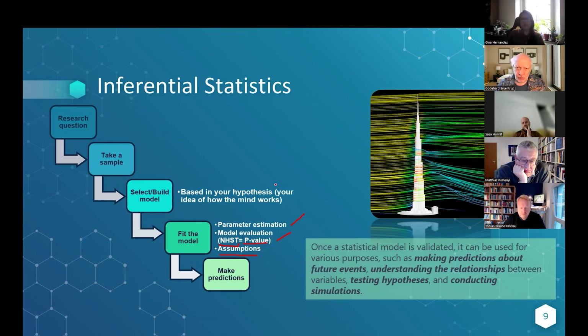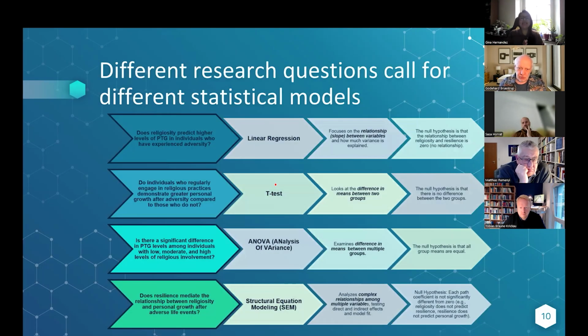Okay, so we already know how to use inferential statistics, and we already know that we have different statistical models, okay? I have here 4 examples for you. For example, linear regression is one, t-test is another, ANOVA is another one, and structural equation modeling is another one used by this paper. Now, how do you know when to use one model or the other? This will depend on the kind of research question that you are doing.